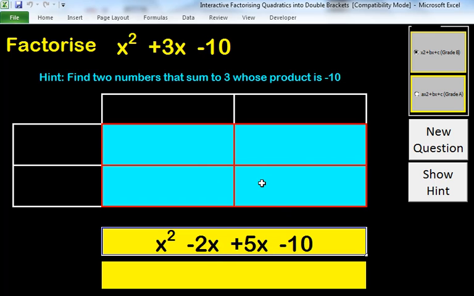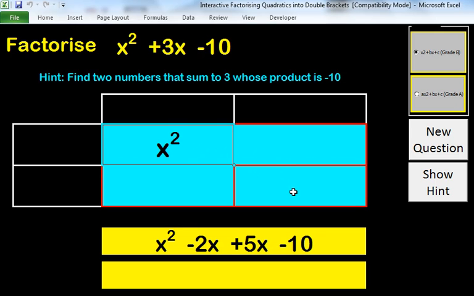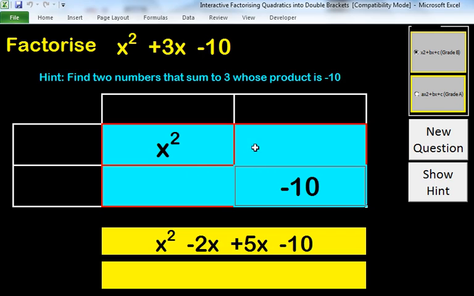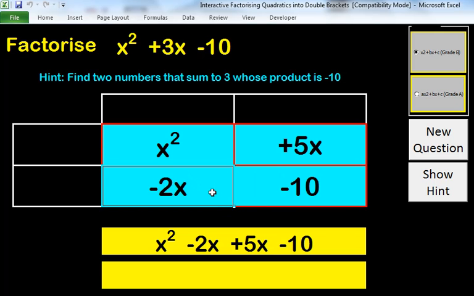I like to use a grid multiplication method for both expanding and for factorising. So we get the x squared minus 10. I explain the two diagonals there. I have to add up to plus 3x, and they're going to be the 5x and the minus 2x. We can now factorise horizontally or vertically. If we're going to factorise horizontally, you can actually do that now.